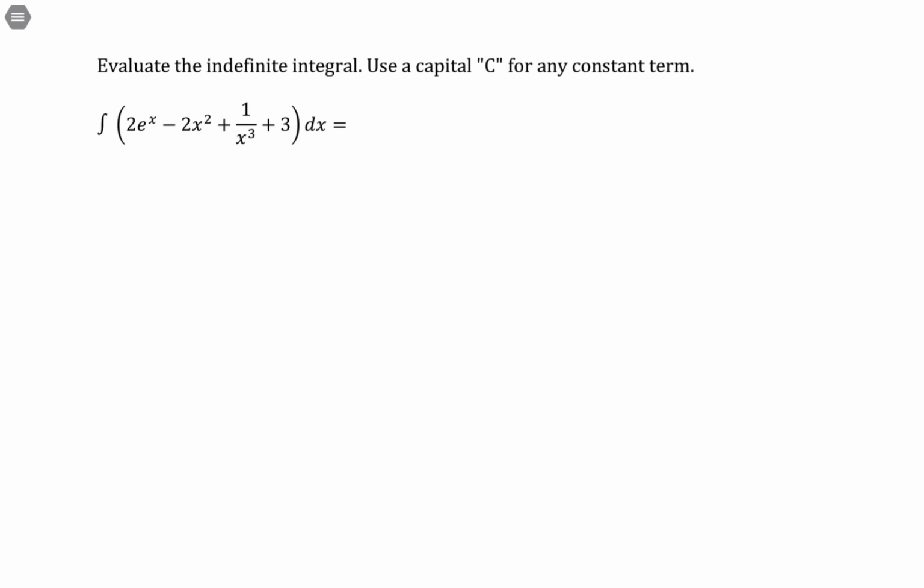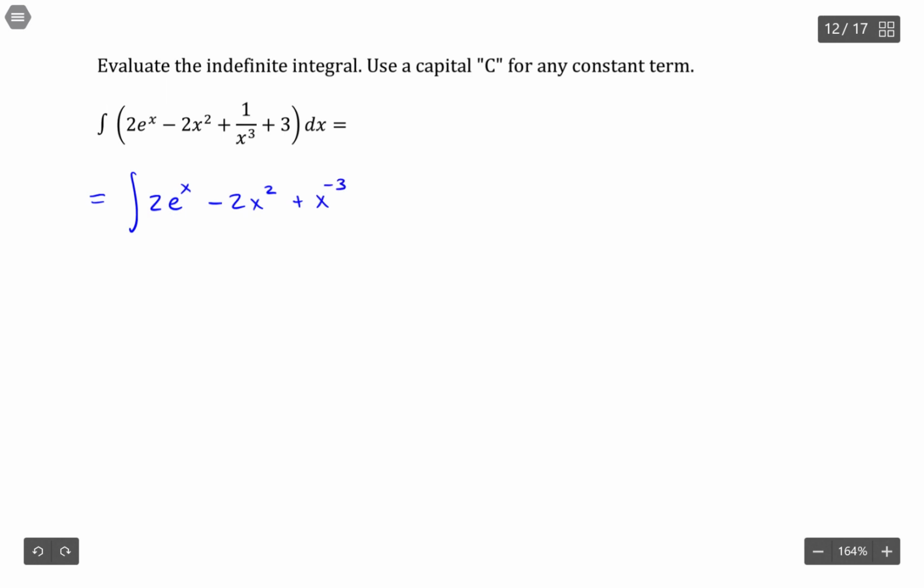Evaluate the indefinite integral. Use a capital C for any constant term. So here we want the antiderivative of 2e to the x minus 2x squared plus 1 over x cubed plus 3 dx. First thing we should do is just rewrite it so that we're ready to integrate each term by term. So this term here, 1 over x cubed, we can rewrite that as x to the negative third.